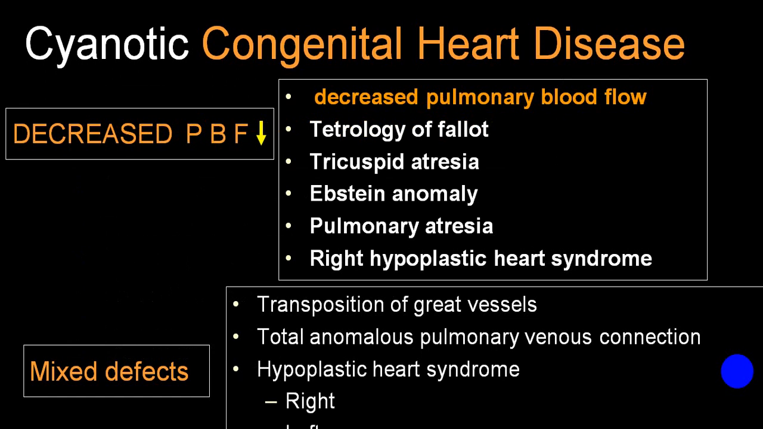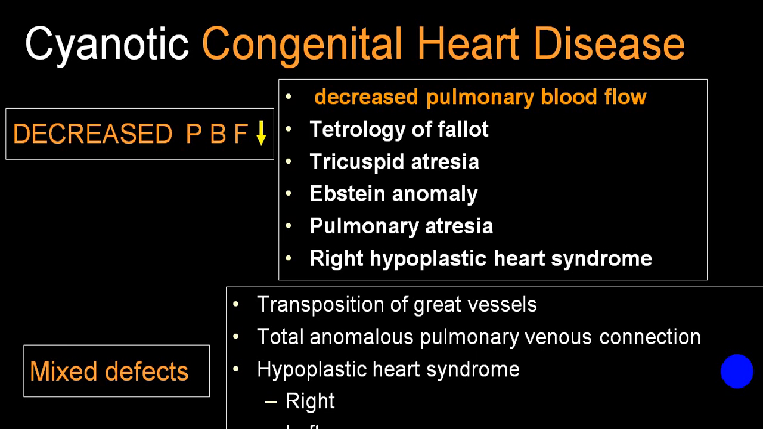And decreased pulmonary blood flow you will come across in tricuspid atresia, Fallot's tetralogy, Epstein anomaly, pulmonary atresia, and right-sided hypoplastic heart syndrome. Here, because of obstruction to the outflow of the RV, or because of tricuspid atresia or Epstein anomaly, you will have decreased blood flow into the pulmonary circulation.